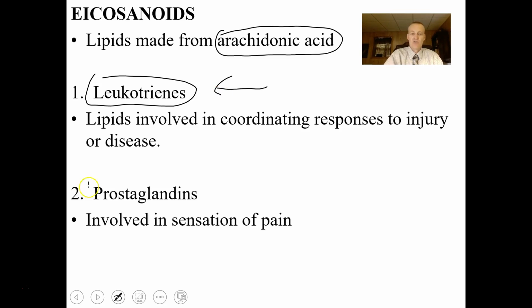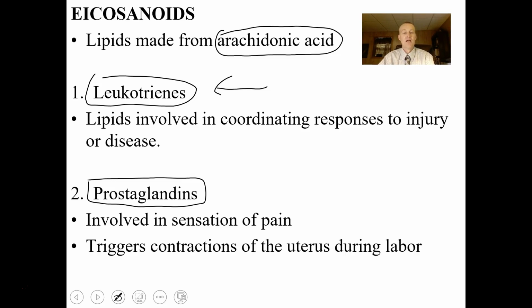Prostaglandins are involved in the sensation of pain. These are natural chemicals we create from arachidonic acid, and they're involved in the sensation of pain. When you take something like an aspirin, it will stop the production of prostaglandins and thus stop your production of pain, because there's no more prostaglandins creating it. Prostaglandins also will trigger contractions of the uterus, initiating labor. So that's kind of cool, a cool chemical.